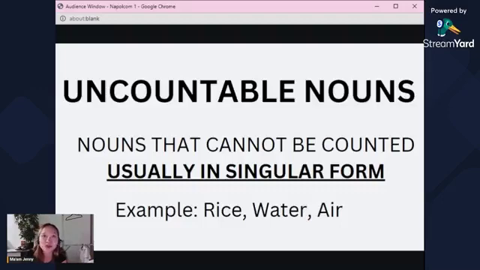So, for example, we'll talk about coffee. You don't say, oh, the coffees are. Kasi marami yung kape. It's not like that. Kasi yung kape, it's uncountable. So, most of the time, it's in singular form. Okay? There are ways na mapaplural natin siya kapag you put it in something.